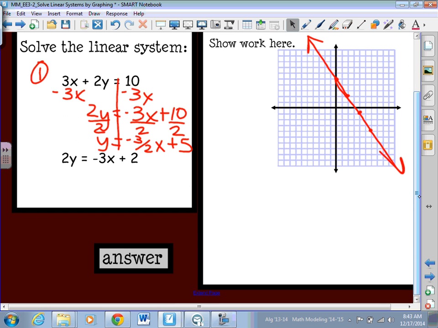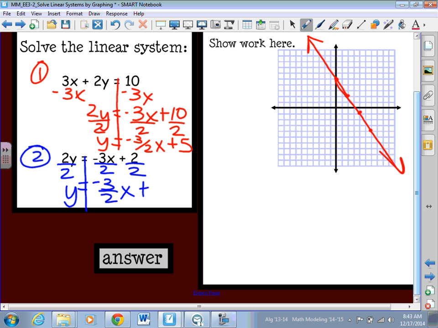Line 2, almost in slope-intercept form. I just need to divide everything by 2. y equals negative 3 halves x plus 1. So I'm going to come over here and I'm going to go up 1. And then my slope is down 3 over 2, down 3 over 2, down 3 over 2.